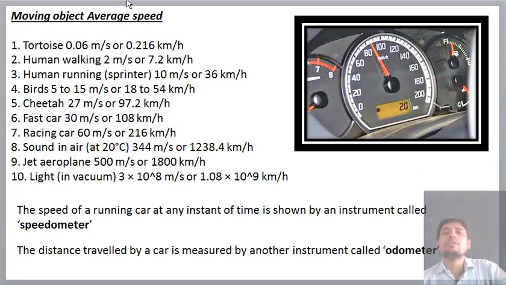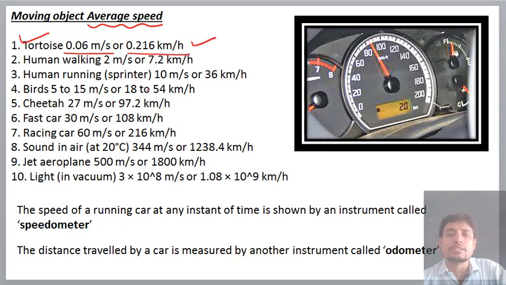There are some examples given for the average speed, like a tortoise has the average speed of 0.06 meter per second. If you convert into kilometer, then it will be this. A human walks 2 meter per second on average, or 7.2 kilometer per hour. This is the average speed, and the rest are also given.